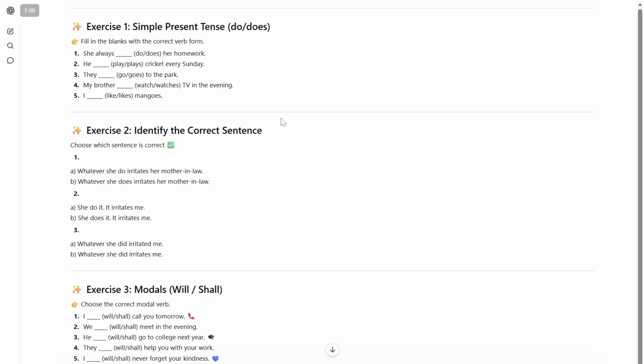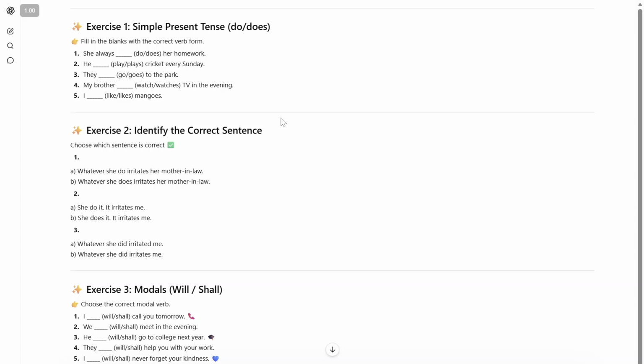Exercise 2. Identify the correct sentence. Choose which sentence is correct. 1. A. Whatever she do irritates her mother-in-law. B. Whatever she does irritates her mother-in-law. 2. A. She do it. It irritates me. B. She does it. It irritates me. 3. Whatever she did irritated me.